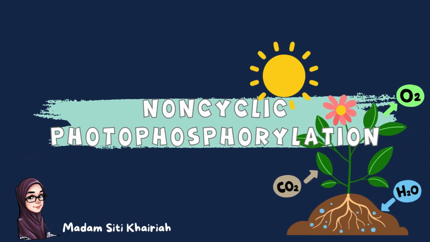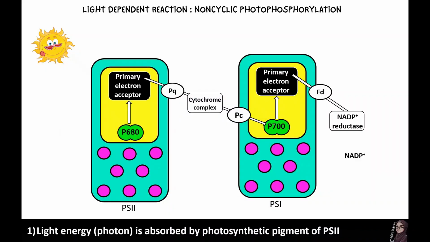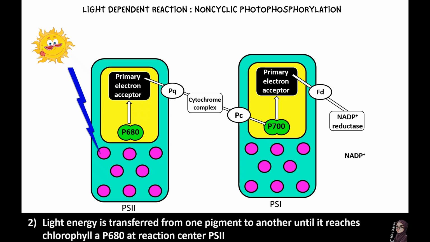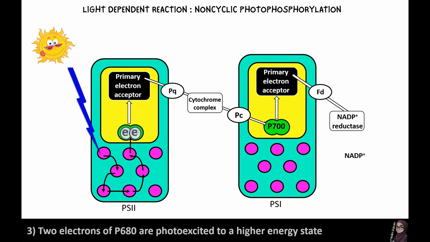Noncyclic photophosphorylation involves both photosystem 1 and photosystem 2. Let's go through the process step by step. Light energy, or photon, is absorbed by the photosynthetic pigment of photosystem 2. The light energy is then transferred from one pigment molecule to another until it reaches chlorophyll A P680 at the reaction center of PS2. At this point, two electrons of P680 are photoexcited to a higher energy state.